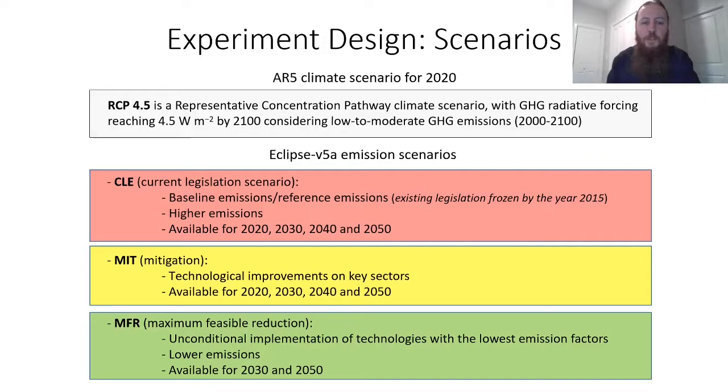So for my simulation, I'm using one climate scenario and three emission scenarios. My climate scenario is the RCP 4.5. This is a scenario that considers low to moderate greenhouse gas emissions, and by 2100 the radiative forcing reaches 4.5 watts per square meter. And I'm using three emission scenarios.